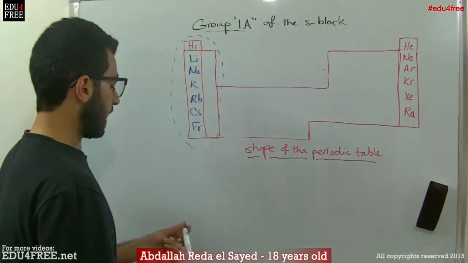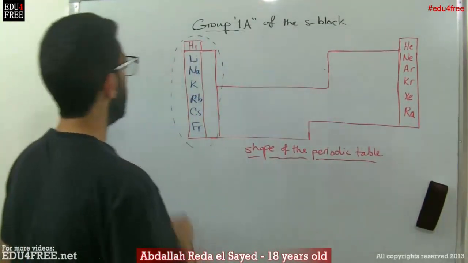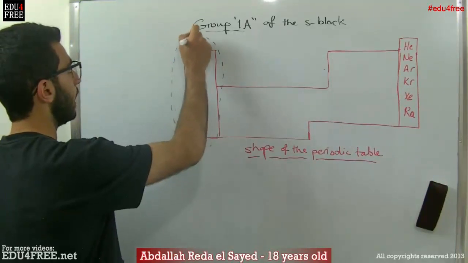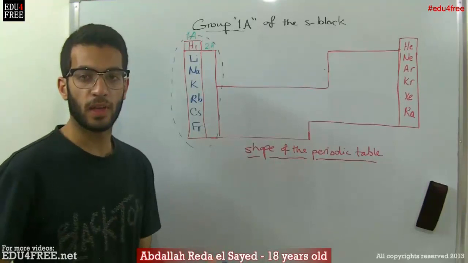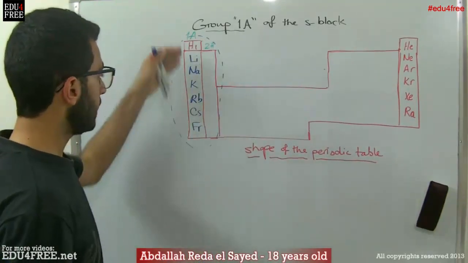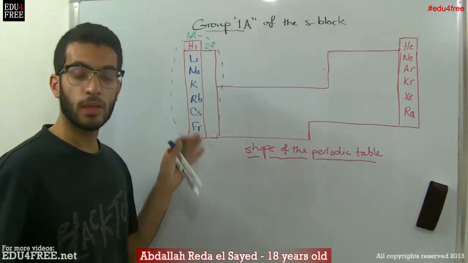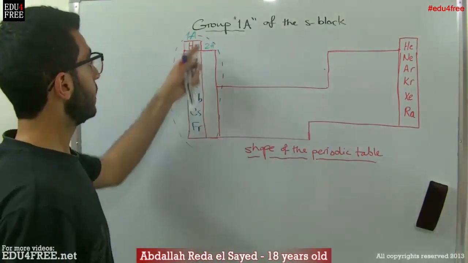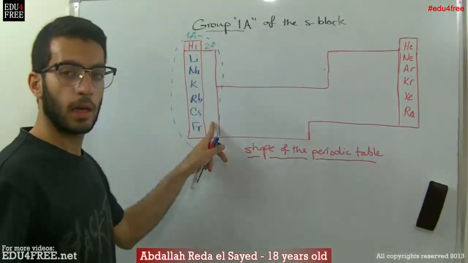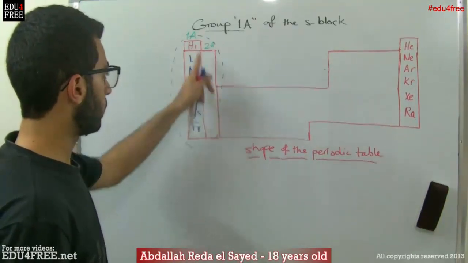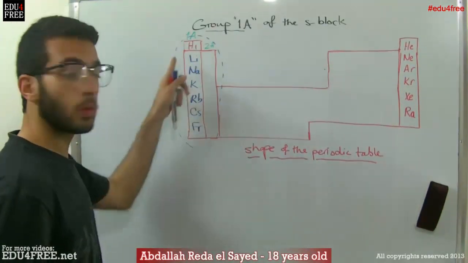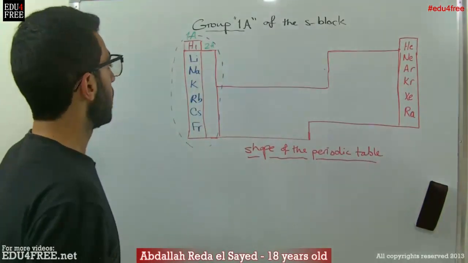So we have group 1A here and group 2A. Here the 2 represents the number of electrons. So here it ends with an S orbital that contains one electron, and here it ends with an S orbital that contains 2 electrons. So here a full S orbital, here a half full S orbital.